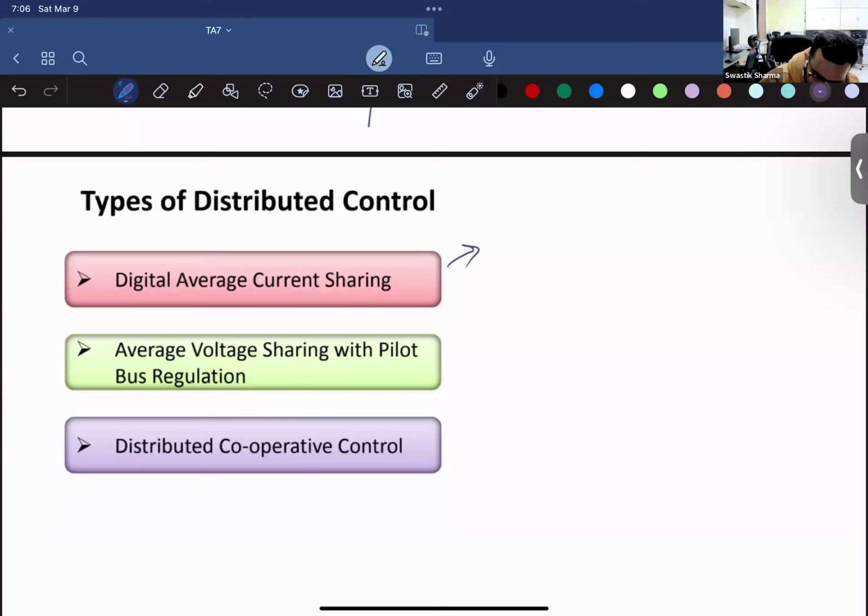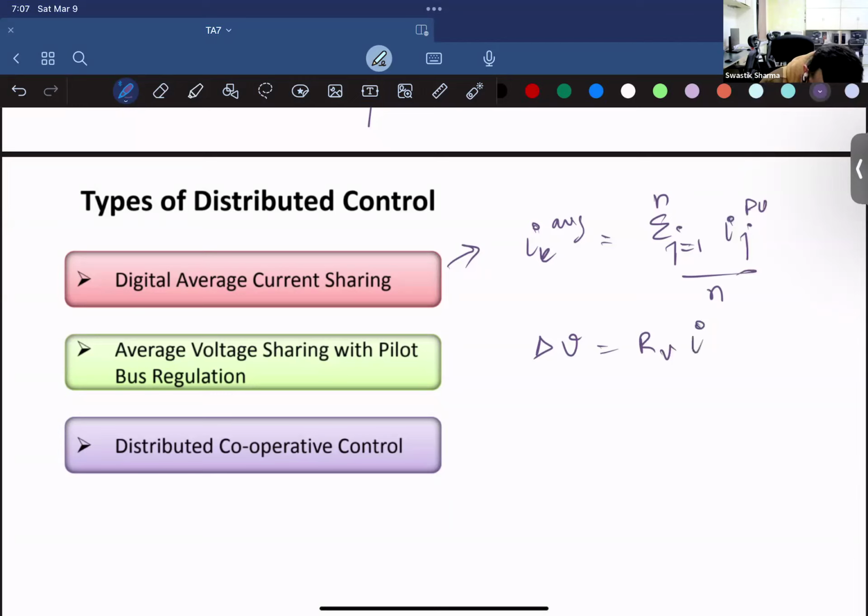So this share comes through this value Ik average. We average all of the currents from all the different DRs. This is the sum of the currents divided by n. Let's say there are n DRs, so we average all the current from all of these DRs. Now we change our conventional droop control characteristics. So droop control is dependent on R, V, and I naught, right?